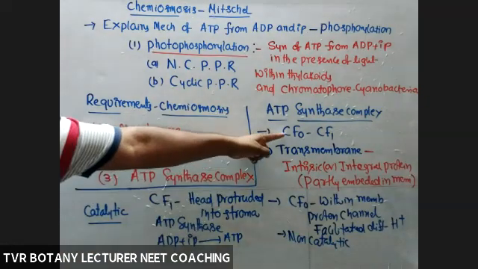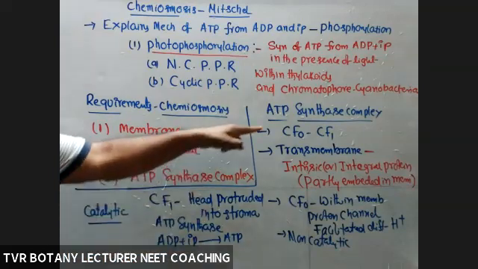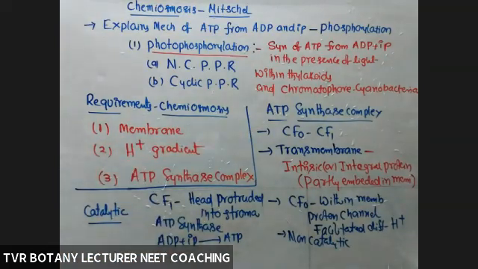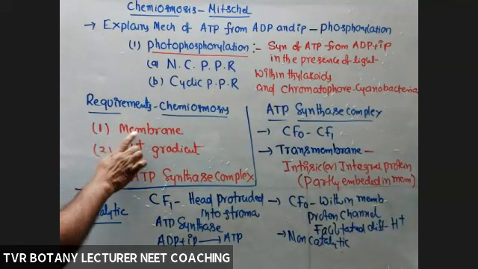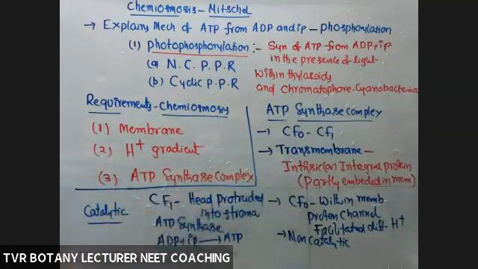Actually, this one is called as coupling factor. What is the role of that one? Coupling of inorganic phosphate and ADP. As these two are coupled, the complex is called as a coupling factor, CF0, CF1. Right? So what are the requirements? Membrane required, H plus gradient, ATP synthase complex.